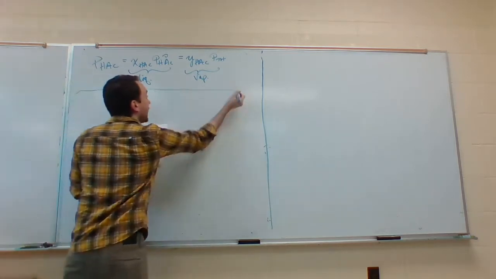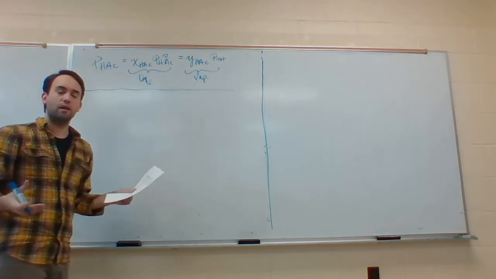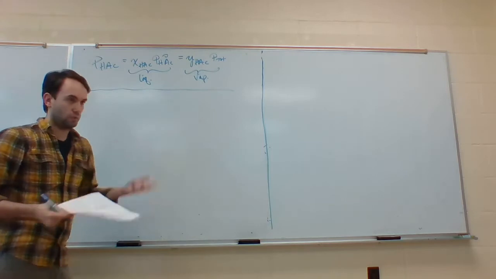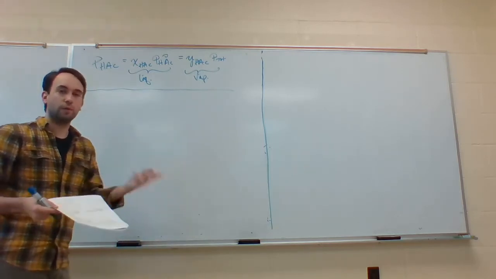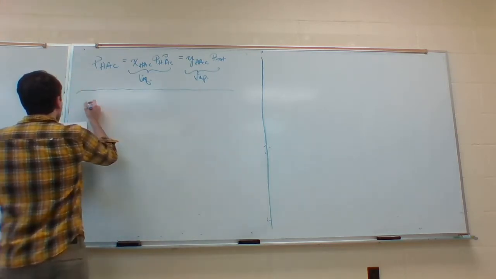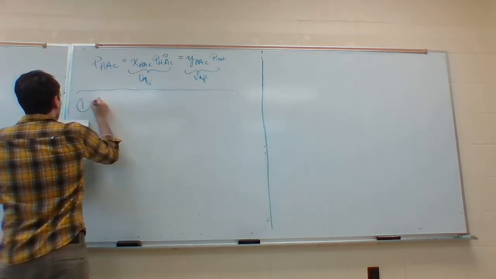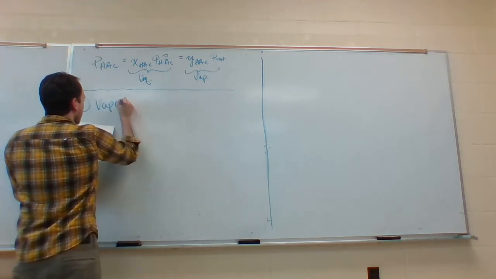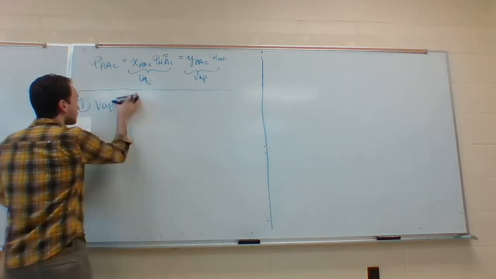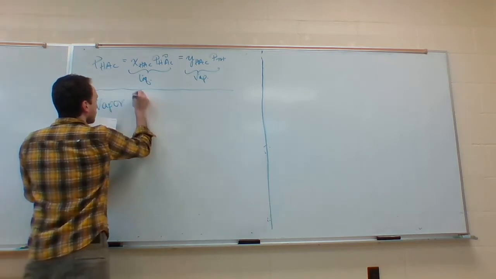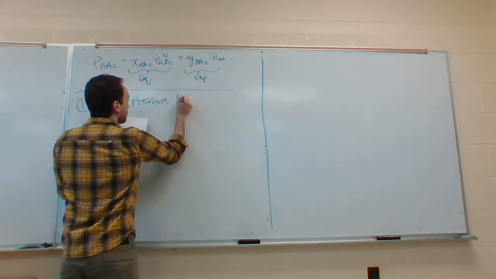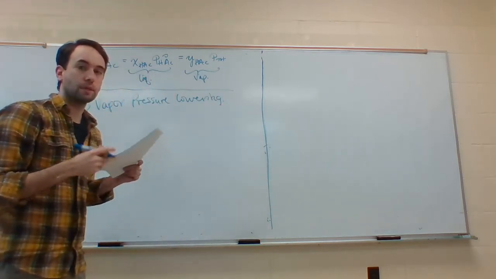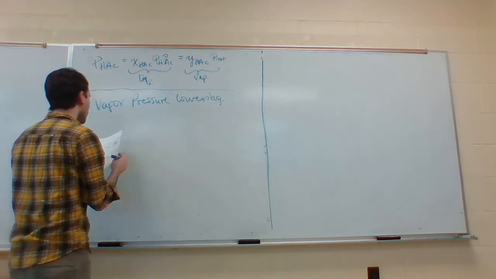So if we were looking at our colligative properties, we were talking about properties that depend only on the number of particles in the solution. Well, salt is going to be a particle, right? Sodium and chloride, those are going to be particles. So the first one of our colligative properties that I want to look at is vapor pressure lowering.